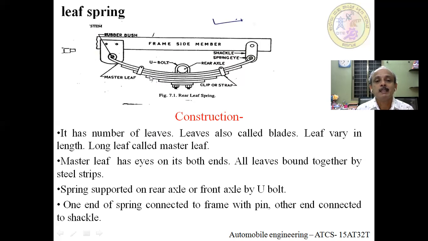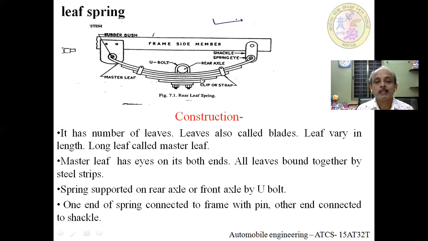Leaves vary in length. We can see the change in the length of the leaf here. The long leaf is called master leaf. Master leaf has eyes on both its ends. All leaves are bound together by steel strap or clip. These are called steel strap or clip.